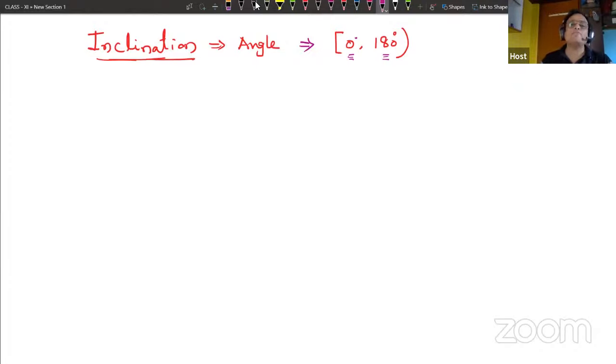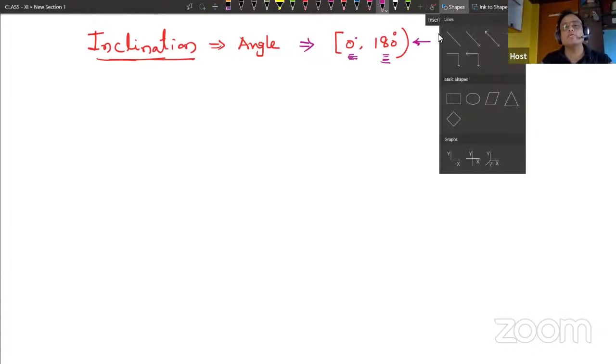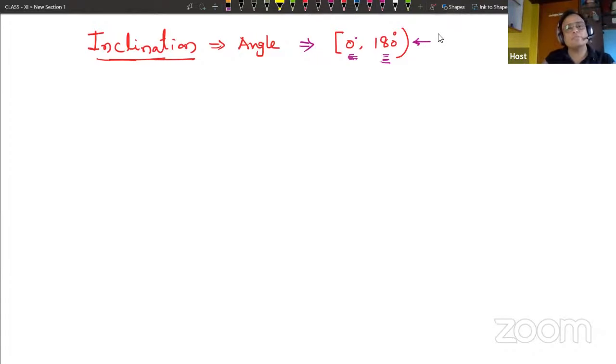So the first thing is, wherever you use the word inclination, see that this angle should never exceed this interval. An angle within this interval is known as inclination. Now, how can the inclination of a line be defined? Sometimes we also call it the angle of inclination.